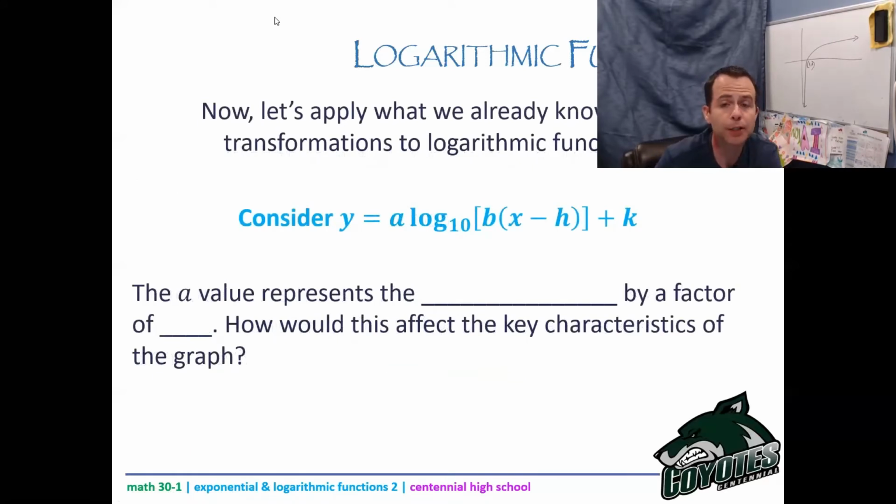Okay, so we're going to apply transformation. So again, hopefully a lot of this is going to feel familiar. Consider y equals a log base 10 of b x minus h plus k. So what does a do? The a value represents the vertical stretch by a factor of a.